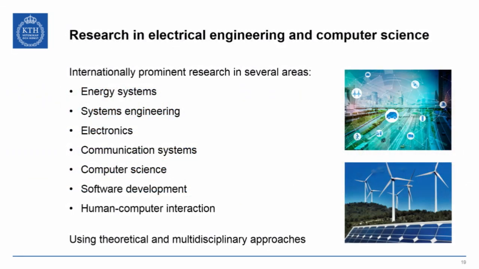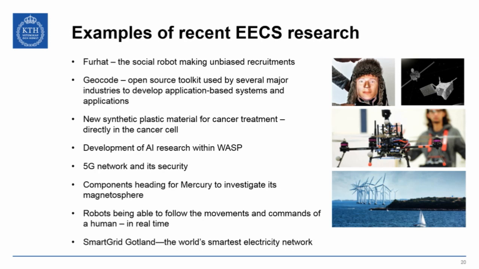So in electrical engineering and computer science, we have internationally prominent research in several different areas. It's within energy systems, systems engineering, electronics, communication systems, computer science, software development, and human-computer interaction. To give you a taste of the EECS research, we have listed a couple of examples of recent research being conducted here at the school.